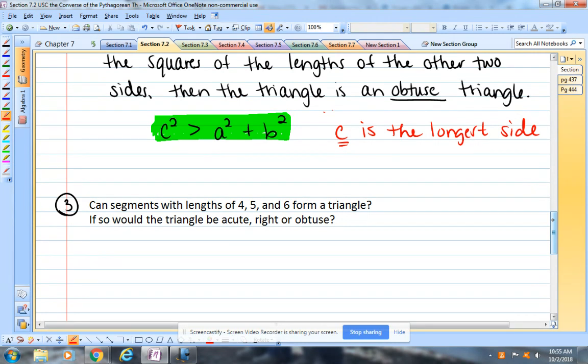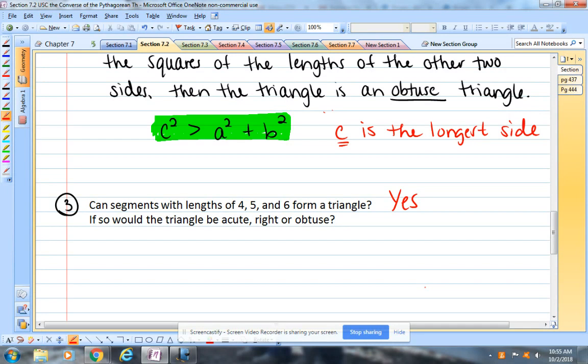All right? So, can segments with lengths of 4, 5, and 6 make a triangle? Which two are the shorter ones? If I add that together, is that more than 6? Yes. So, yes, it does make a triangle. If it does, will the triangle be acute, right, or obtuse? So we're going to fill it in based on c squared comparing it to a squared plus b squared, okay?